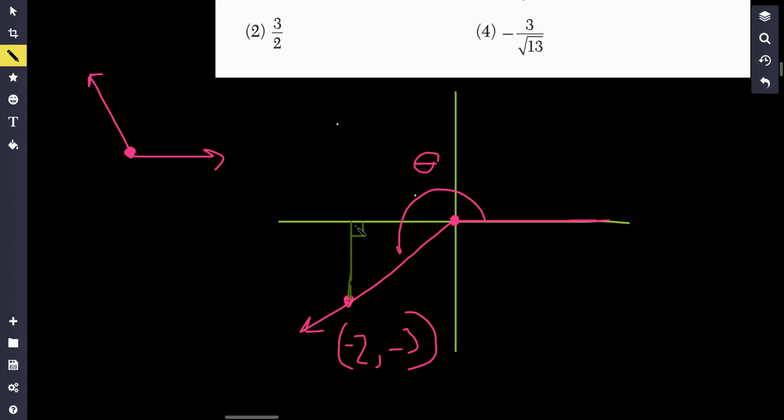So notice how I have this right triangle now. You see this right triangle. Now we're given that this side of the triangle right over here is -2, and this side of the triangle right over here is -3, hence why the coordinate of this point is (-2, -3). You're going -2 in the x direction and then -3 in the y direction.